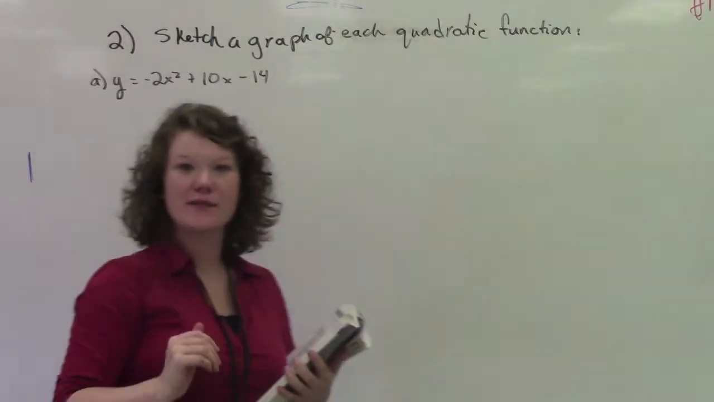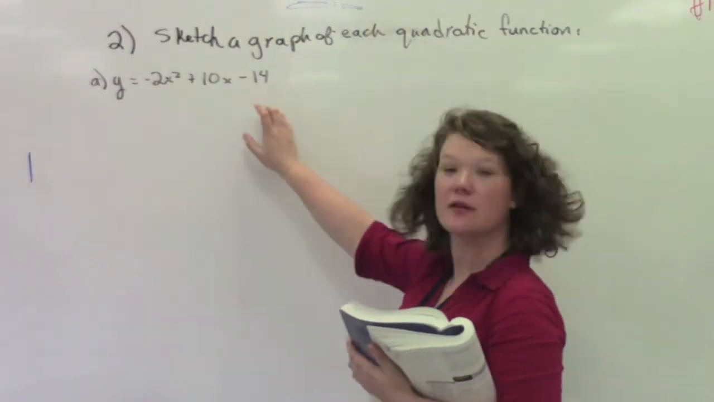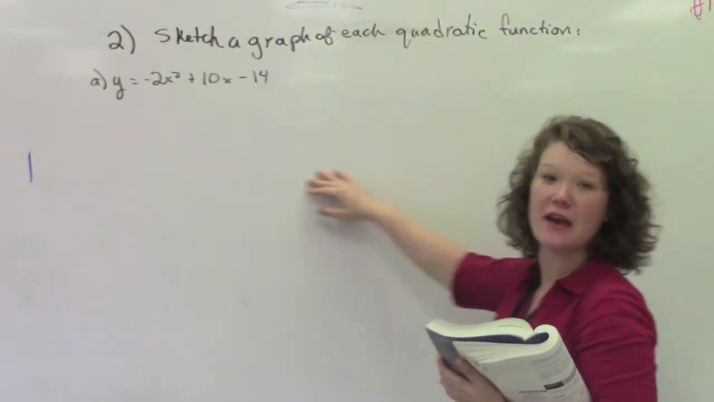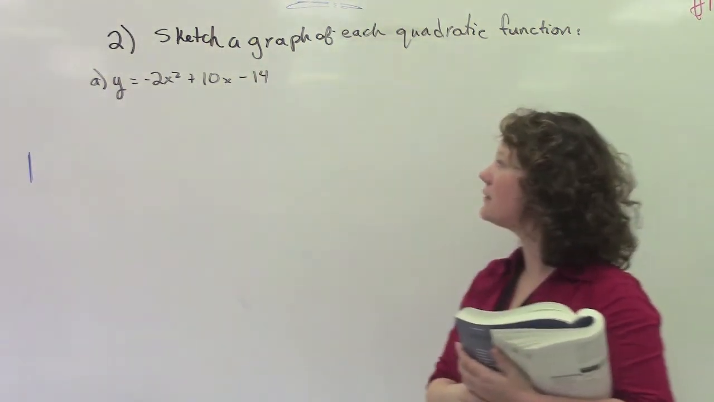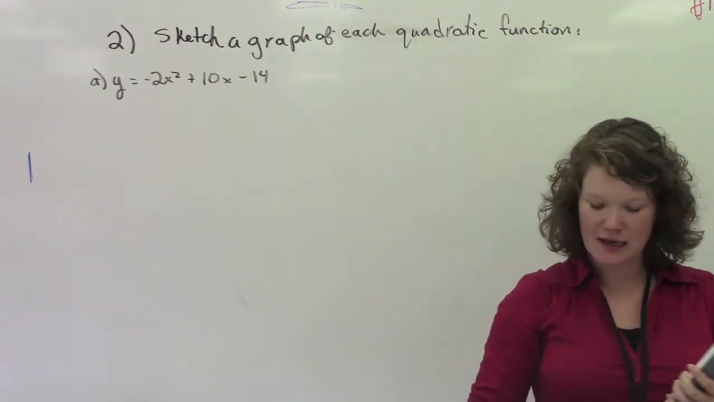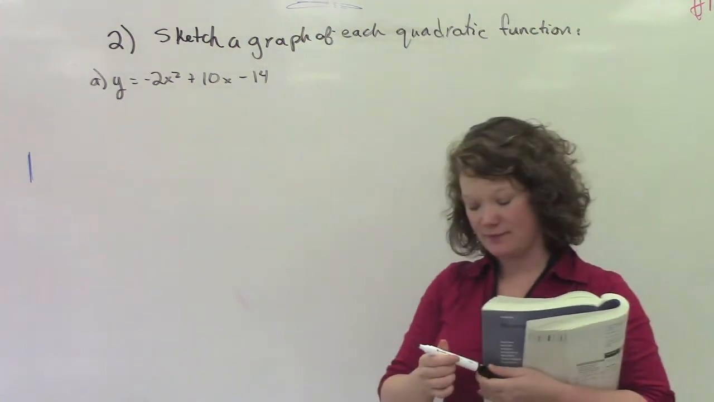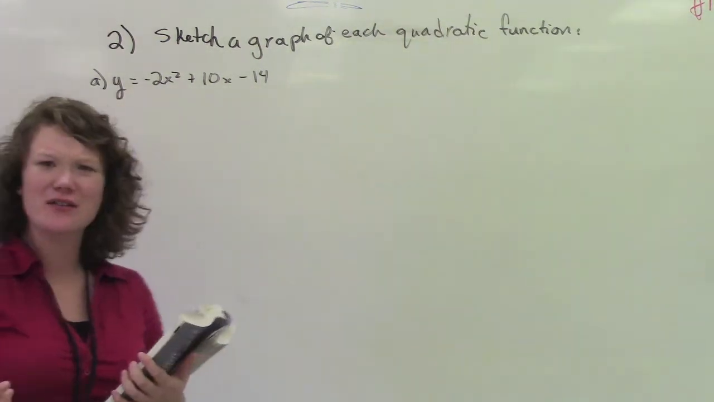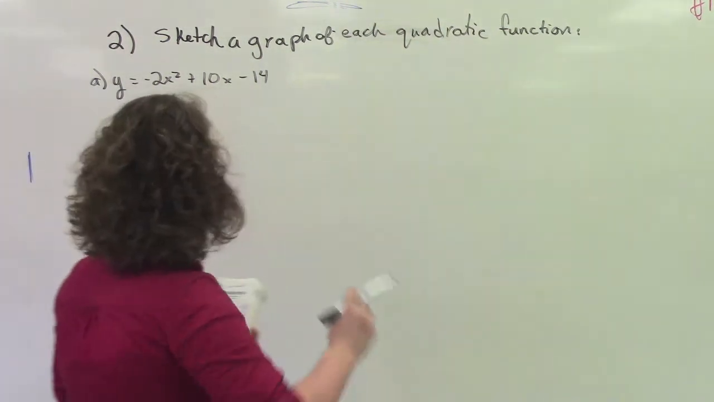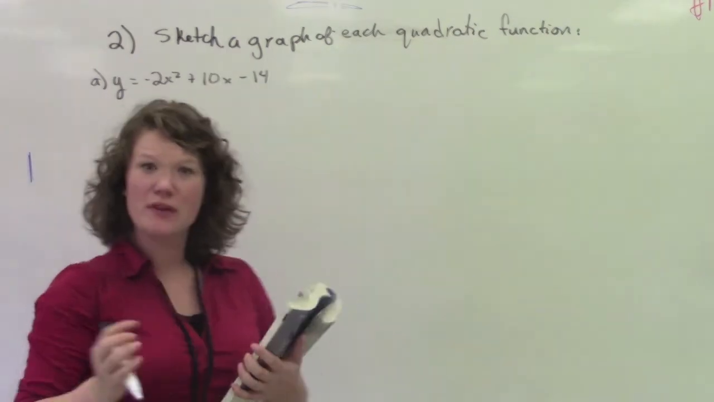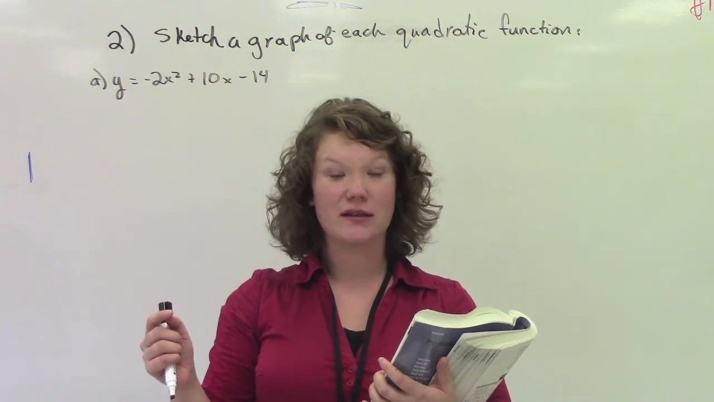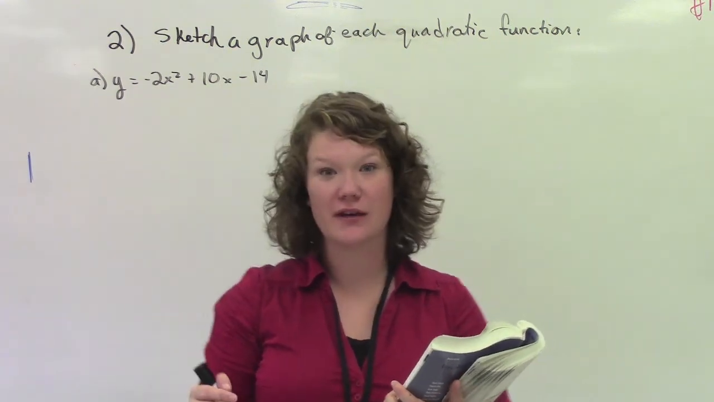Second part to this video, but firstly, let's just go over part A. So to sketch a graph of each quadratic function, A, y equals negative 2x squared plus 10x minus 14. The first thing I like to do when I see this kind of question is find out the discriminant. Now I know that this is going to be opening down, but the discriminant can tell me, does it have roots or not? Because if it doesn't, there's no point in checking for roots.